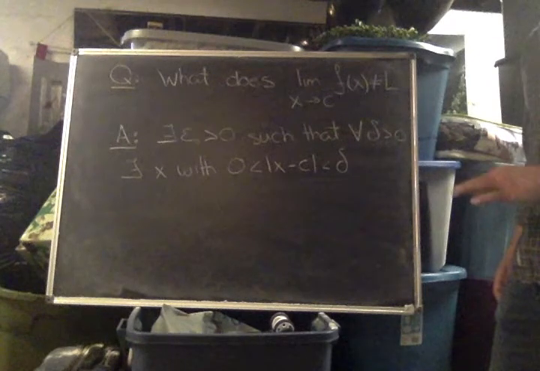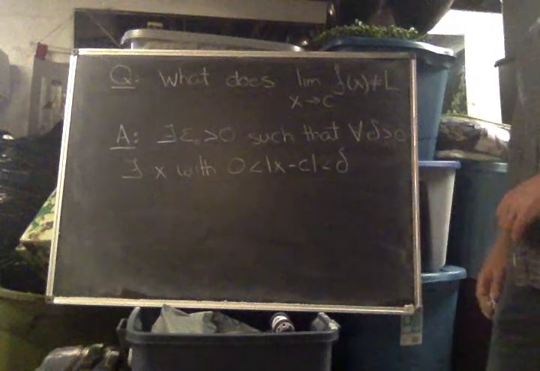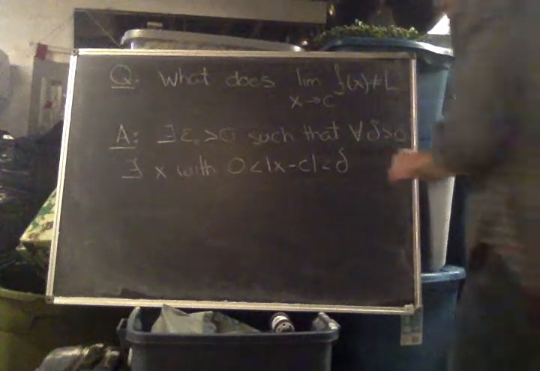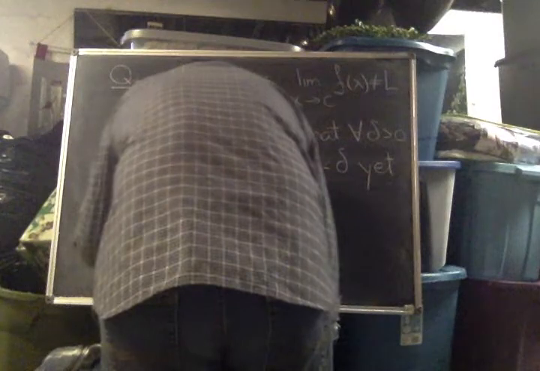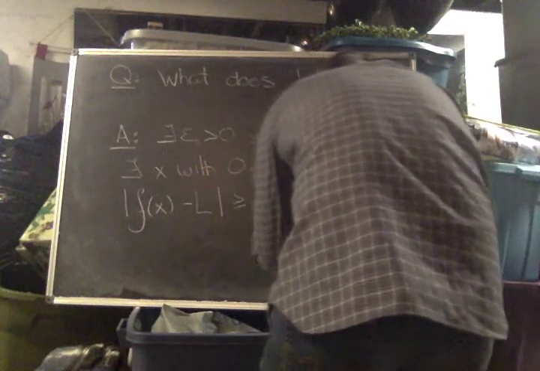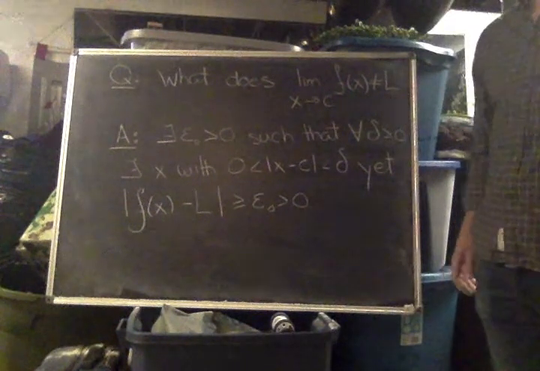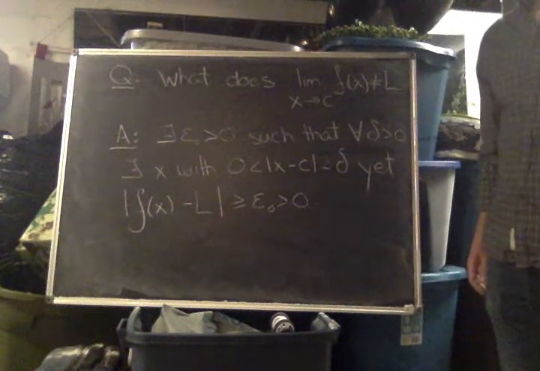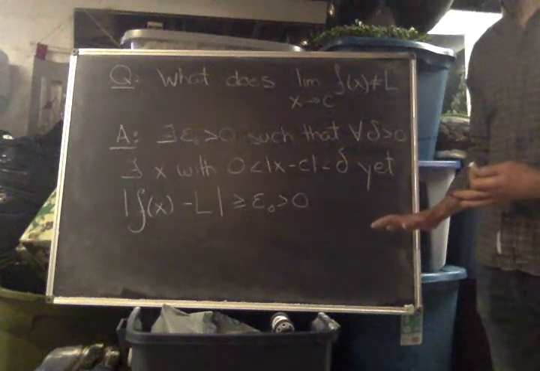So it's getting really close to c. So there exists an x which is really close to c. Now this works for any delta. And yet, the distance from f of x to L remains greater than or equal to this epsilon naught, which is, of course, greater than 0. Okay. So, that's the logical string.